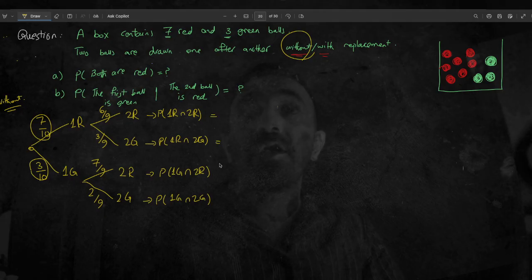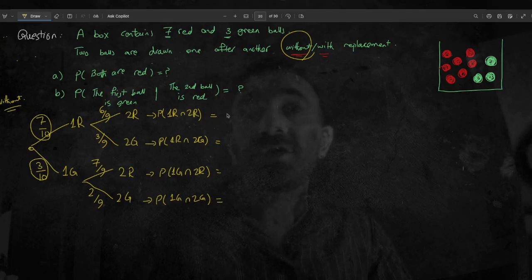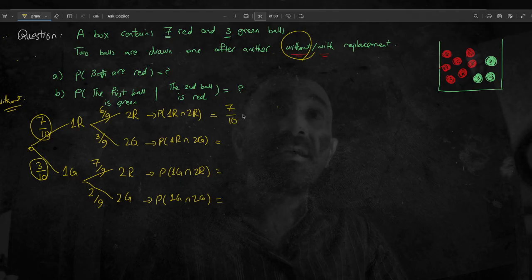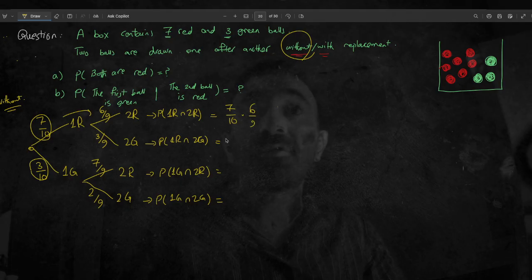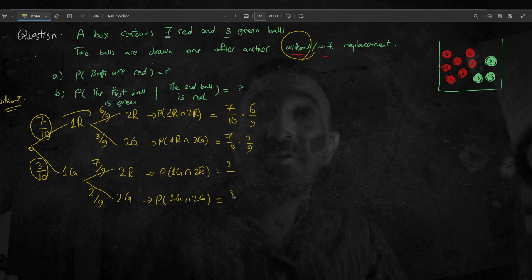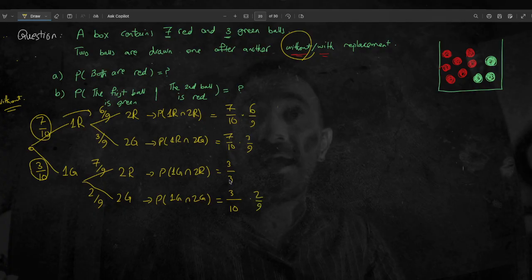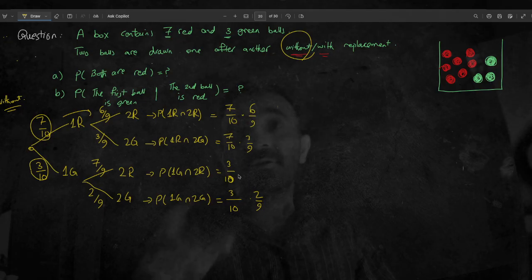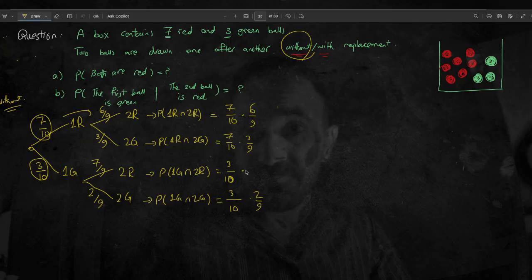In order to find the probability of each case, I just need to multiply the branches by each other. So for example, for 2 red balls it's 7 over 10 times 6 over 9. For 1 red and 2 green it's 7 over 10 times 3 over 9. For 2 green it's 3 over 10 times 2 over 9. And the third case is 3 over 10 times 7 over 9.